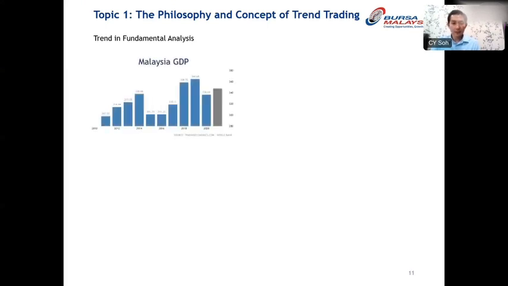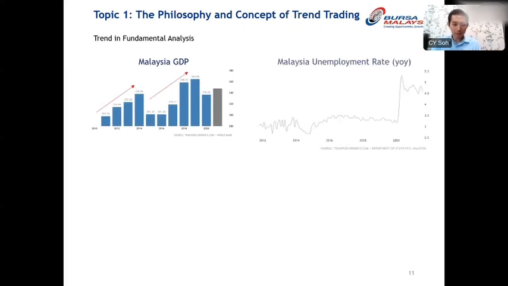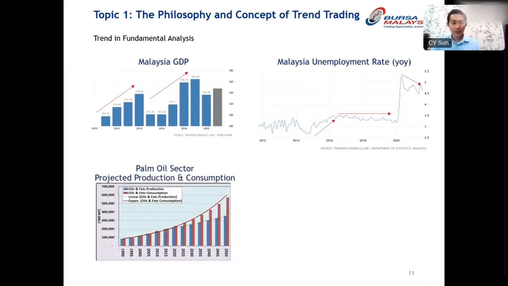Here you can see, for example, Malaysia GDP. Of course, this is a little bit old data. We can see that there is an increase in GDP. It's a form of trend. How about unemployment rate data? It's also fundamental data. There is uptrend, sideways, as well as downtrend. For the palm oil sector, if you were to trade FCPO, what are the consumption as well as production of palm oil? So there is a trend as well.